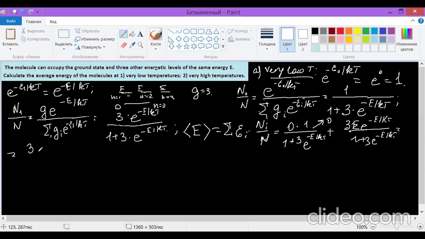It's 3E times exponent raised to minus energy E divided by kT, over 1 plus 3 times e raised to minus E over kT. In order to make our further calculations easier, let's divide the numerator and the denominator by this exponent, and we will finally get 3E over exponent raised to E over kT plus 3.